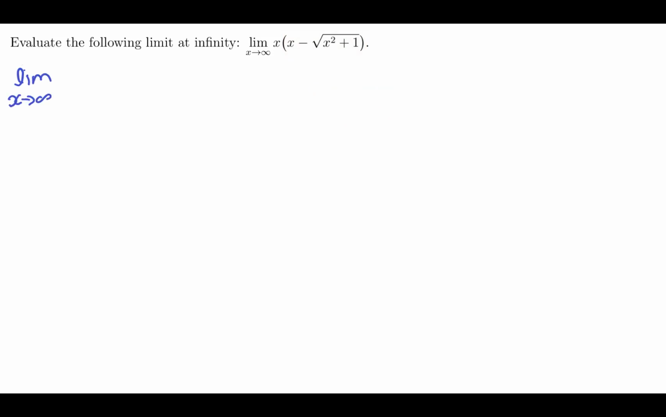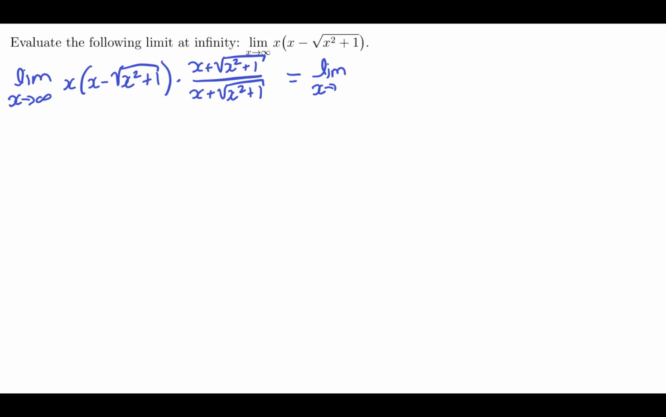So let's write down our limit. And now we want to simplify. To do that, in this case, we're going to multiply by the conjugate of this term here. That means we replace the minus sign by a positive sign. And now, of course, we also have to divide by the conjugate so that this term is simply equal to 1. Okay, so this is equal to the limit as x tends to infinity.